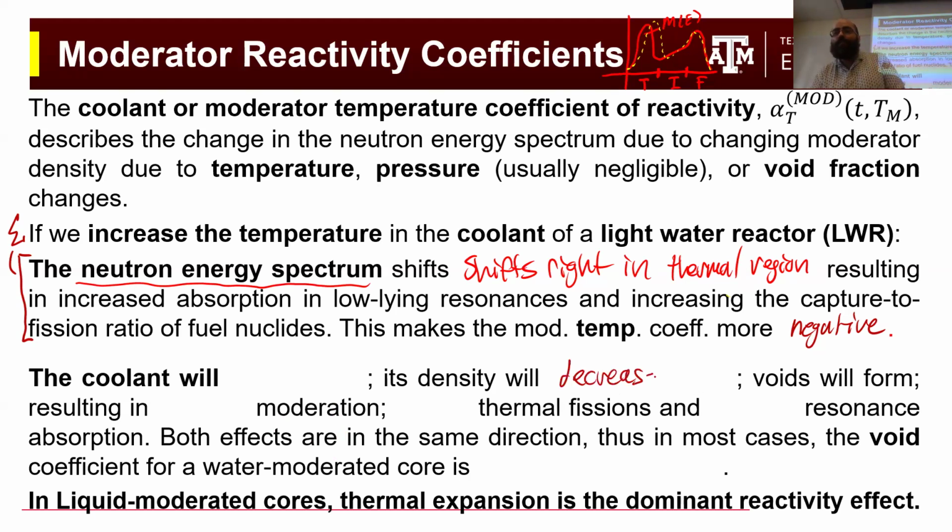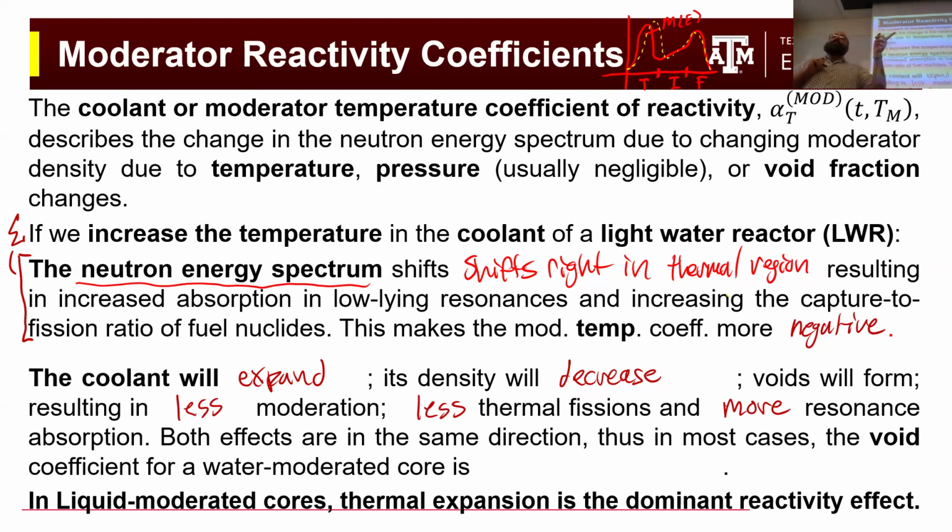And the reason that happens is because the coolant will also expand. Ultimately, what's happening is that you have some amount of mass that is heating up and expanding. So its volume is increasing, but its mass is staying the same. As a result, the density decreases. You get voids forming in your coolant. We already talked about how voids forming will result in less moderation, less thermal fissions, and ultimately more resonance absorption.